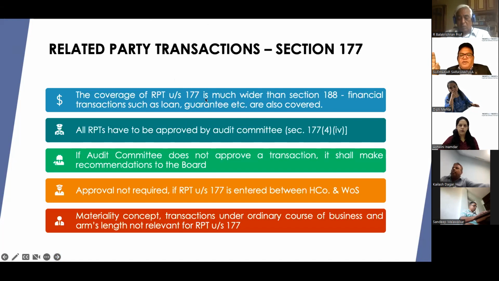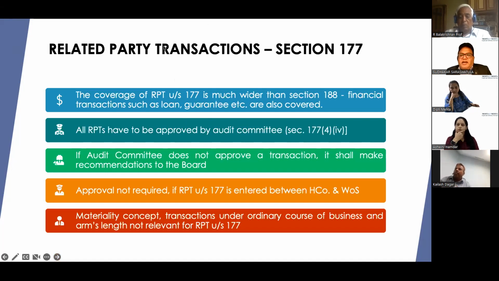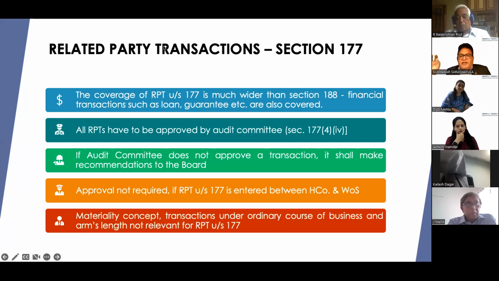Only thing that will happen is that, as required under section 134, the board in its report has to say why it has not acceded to the recommendation of the audit committee, or why it has approved a transaction which was disapproved by the audit committee. That is to be explained.